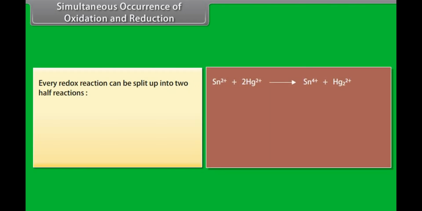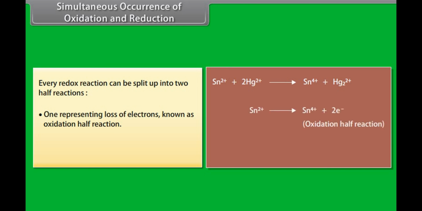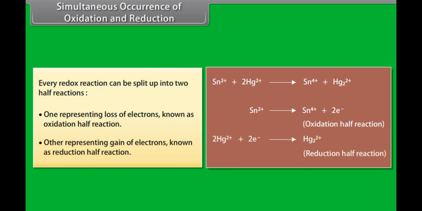Every redox reaction can be split up into two half reactions. One represents loss of electrons, known as the oxidation half reaction. The other represents gain of electrons, known as the reduction half reaction.